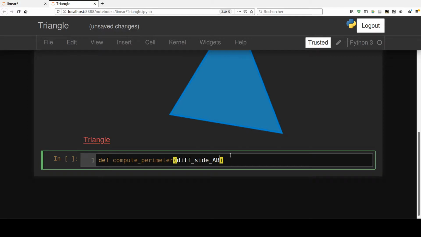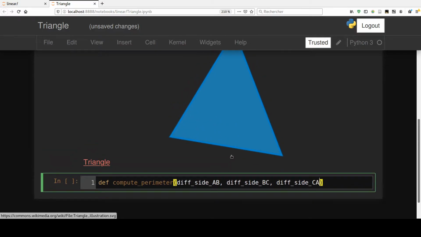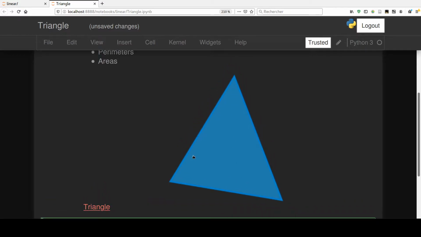My compute perimeter function takes an argument of diff side AB, diff side BC, and diff side CA. Basically, if this is A, this is B, and this is C, AB would be this side, BC would be this side, and CA would be this side.